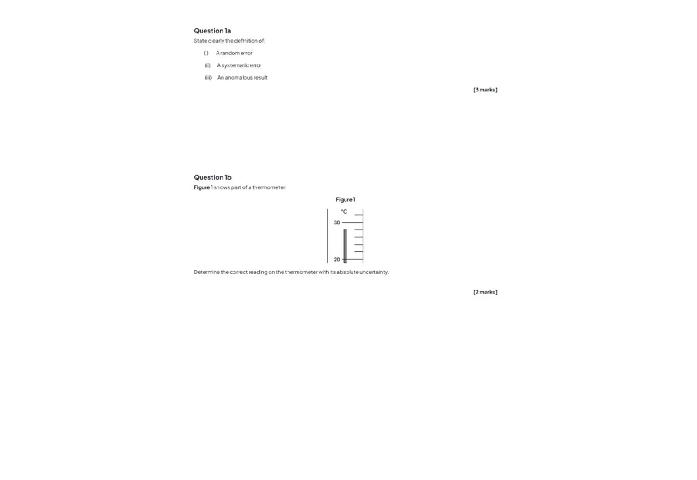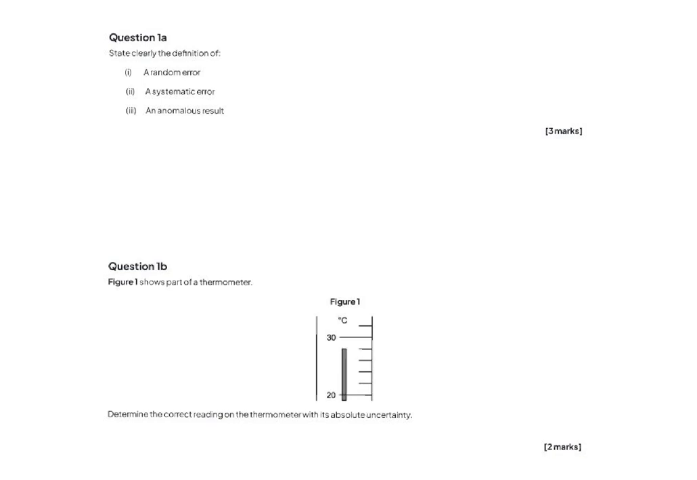Okay, question 1, we've got to give 3 definitions. So the first one is a random error. A random error is when our results vary in an unpredictable way. So this is usually made by the person doing the experiment measuring incorrectly, and we can reduce it by taking more measurements, repeating our measurements, and then creating a mean.